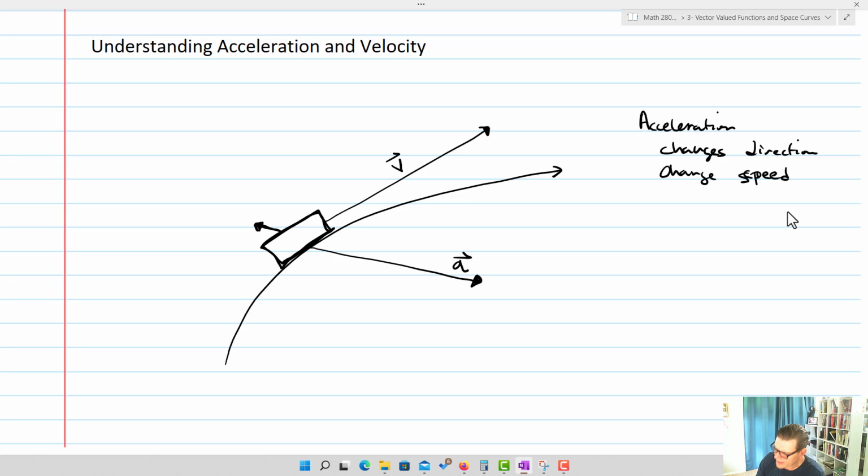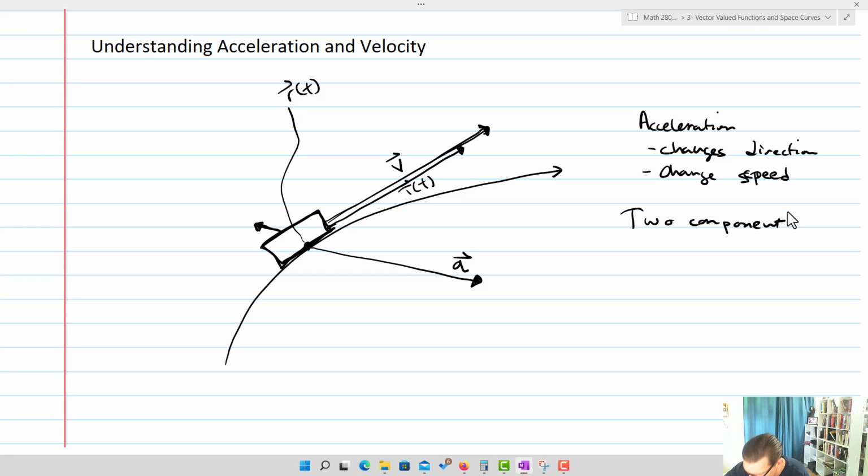Now, if you think about it, the acceleration changes direction, it changes speed, and what that means is that it has two components. On the one hand, here's our position vector, r of t, which defines our position. Our velocity is the tangent vector, because the derivative of r of t is going to be a tangent vector. So that's the direction of T of t. Okay, there's T of t.